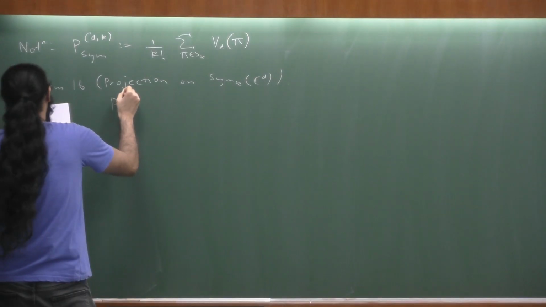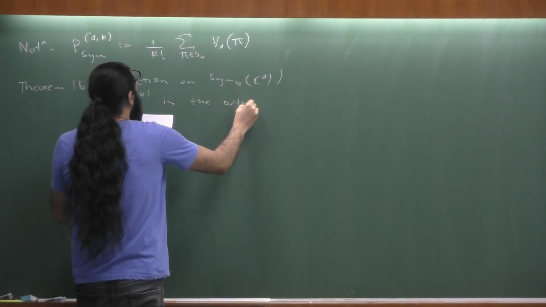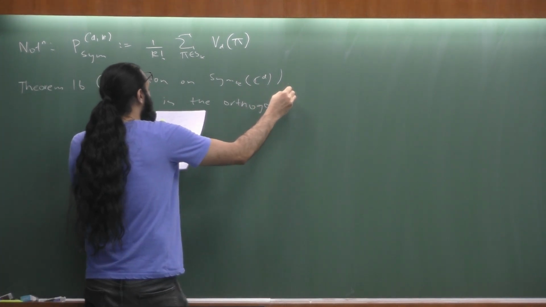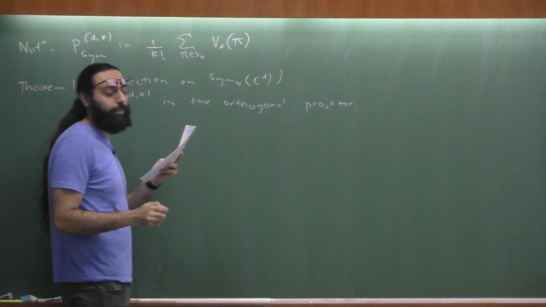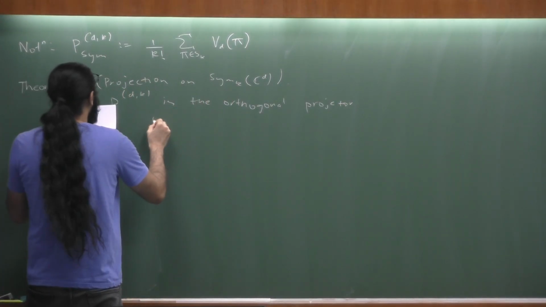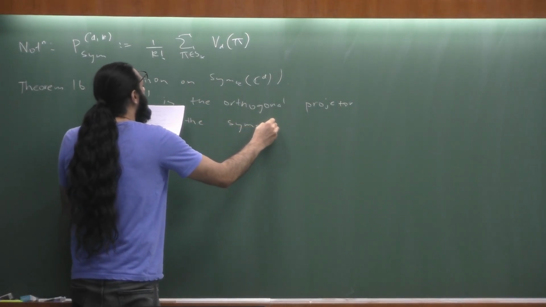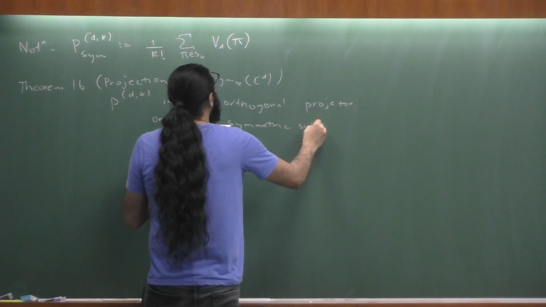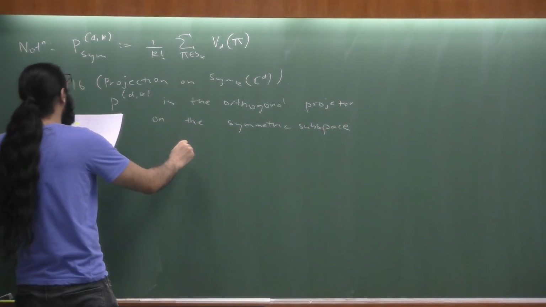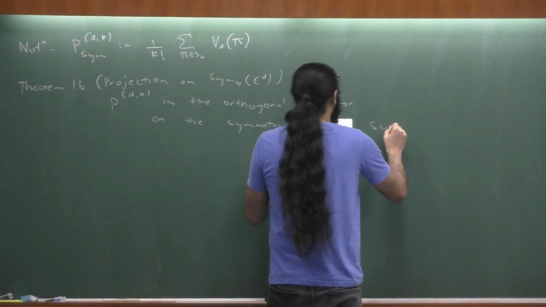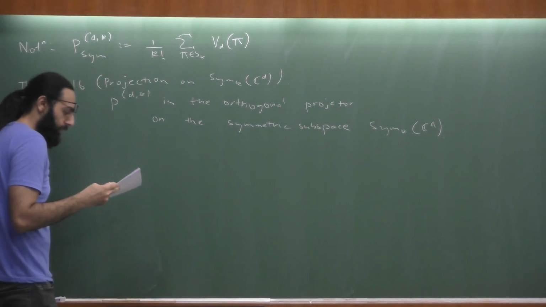So P_{d,k} is the orthogonal projector, and we had a little bit of discussion on what orthogonal projector means. I still don't know if I found a fully satisfactory thing, but at least last time we had some notion that we could prove it satisfies. So P_{d,k} is the orthogonal projector on the symmetric subspace, which we wrote as Sym^k(C^d). That was the definition.